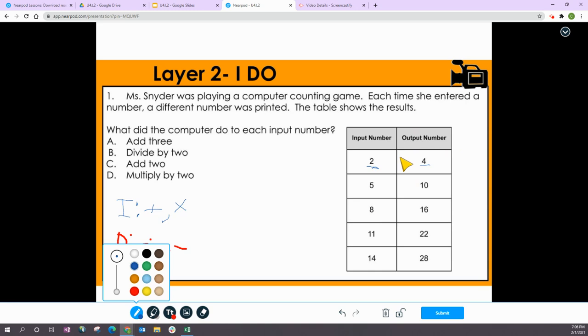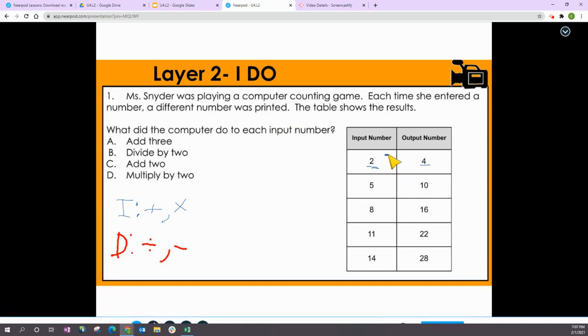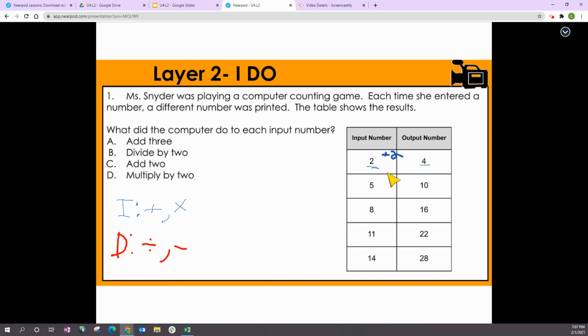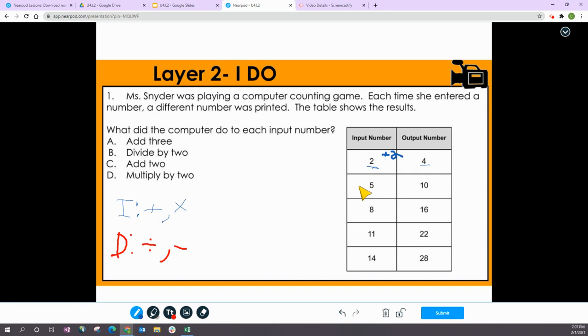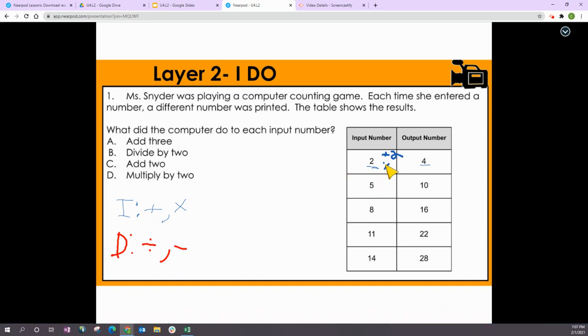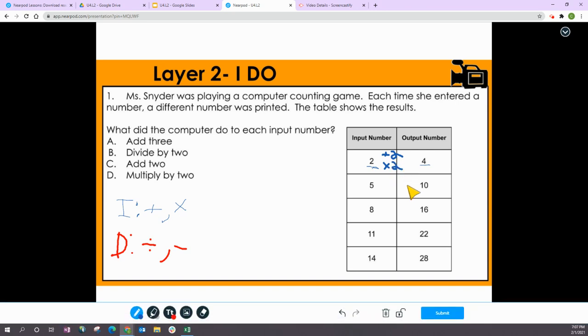Now, I need to look and say, how much am I increasing by? Or how can I go from 2 to get to 4? I know that 2 plus 2 equals 4, so maybe my rule is plus 2. I also know that 2 times 2 is 4. So times 2 could be my rule as well.